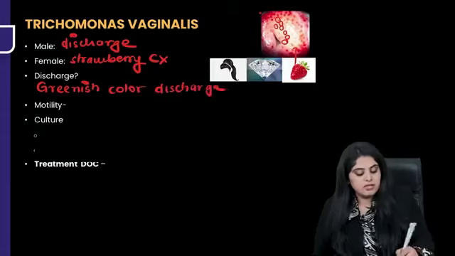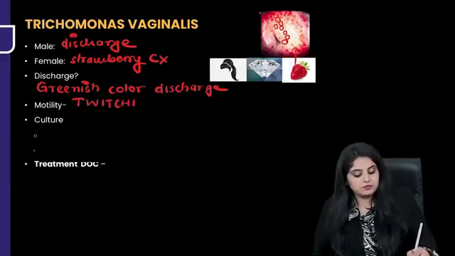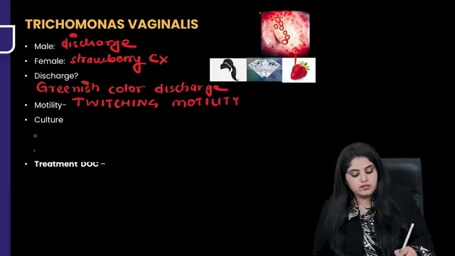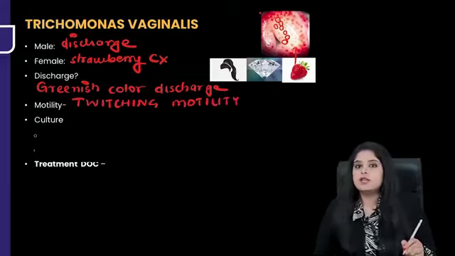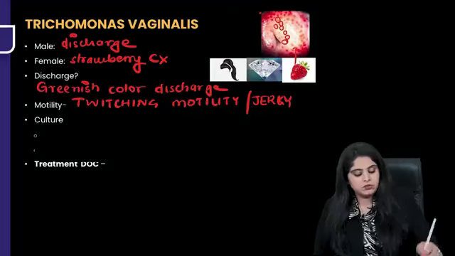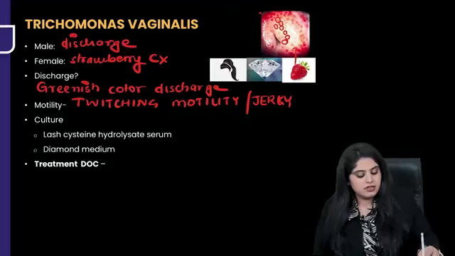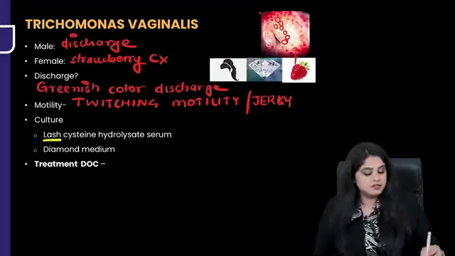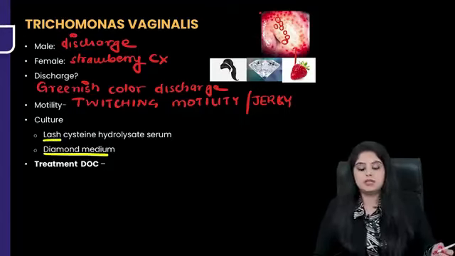What do you see as their motility? They very famously show you the twitching motility. The twitching motility, also known as the jerky motility, is also one name given to it. But yes, twitching and jerky motility is what is said. Now coming to the culture. Please note, for culture we have 2 media. One is the Lash cysteine hydrolysate serum. One is going to be the Diamond media. Now how will we remember all this? I'll tell you in a while.